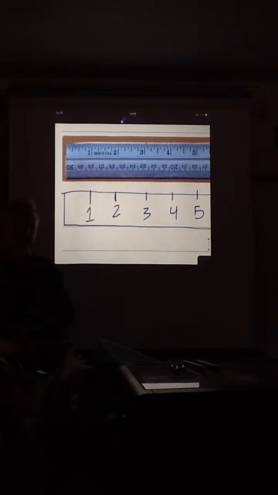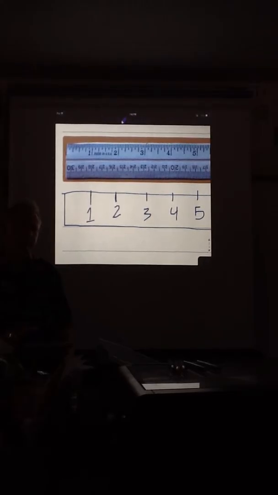All right, welcome back to math. This is Module 4, Lesson 1, Part B. Now, Part B, we're going to be talking about fractions. We're going to talk about a half, a quarter, and an eighth. And this will help you make a ruler if you need to make a ruler. And so let's get started, shall we?